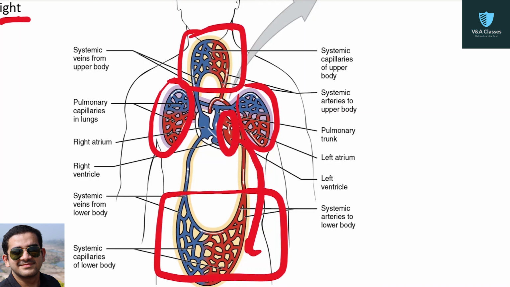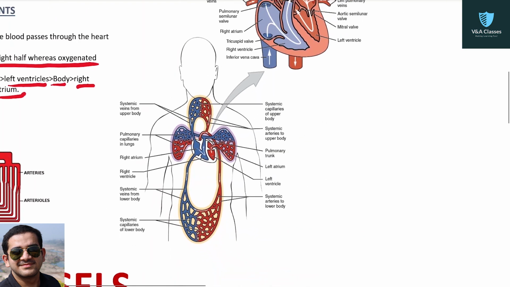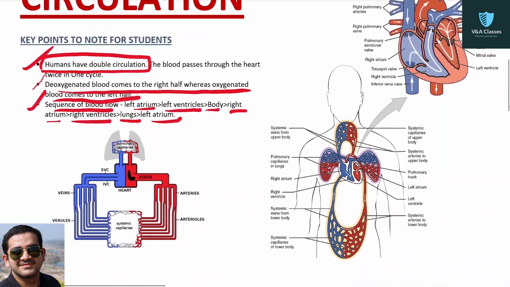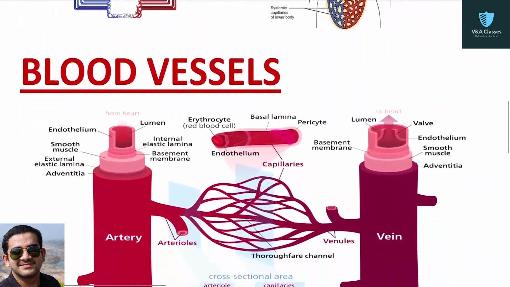Now the deoxygenated blood comes back from the body to the right side. It is again pumped to the lungs. It oxygenates and comes back to the heart. Now let's come to our third topic. Okay, since this was the second subtopic, that is circulation.